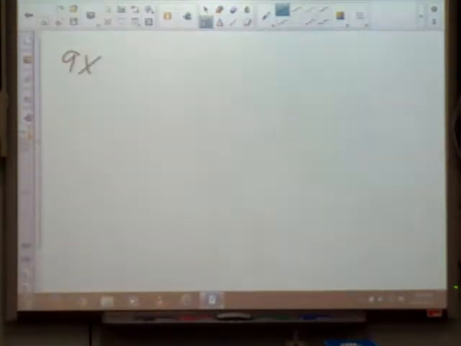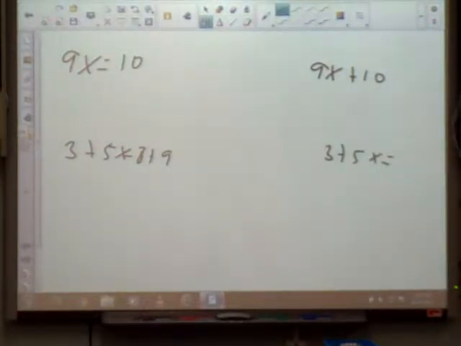I'm going to give you 4 problems here. This one says 9x is 10. This says 9x plus 10. This one says 3 plus 5x minus 8 plus 9. And then here I've got 3 plus 5x equals negative 8x plus 9. Okay, so we got 4 problems we're going to talk about and discuss. First, linear equations. First, is number 1 an equation or an expression?